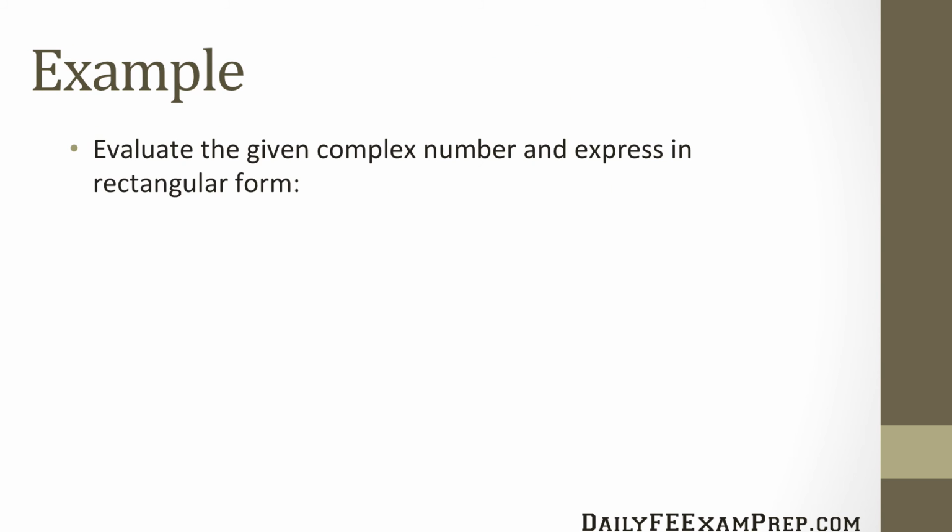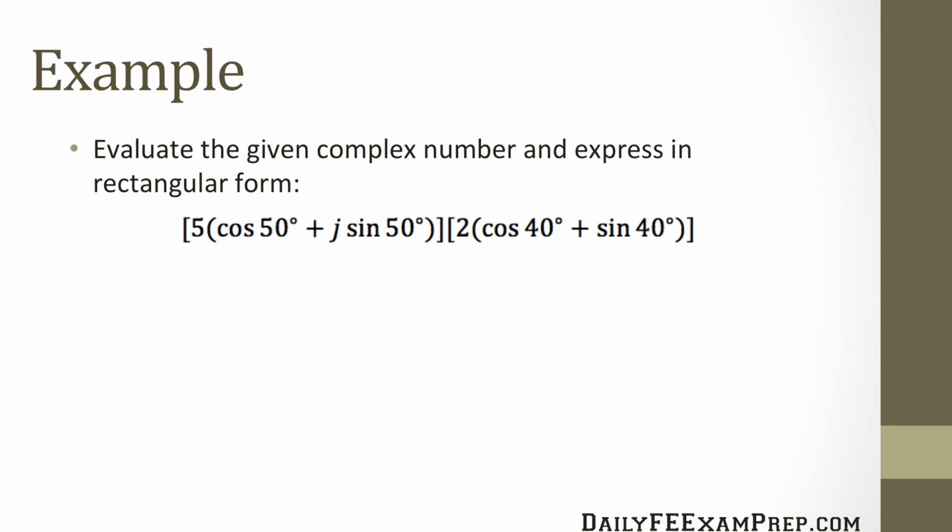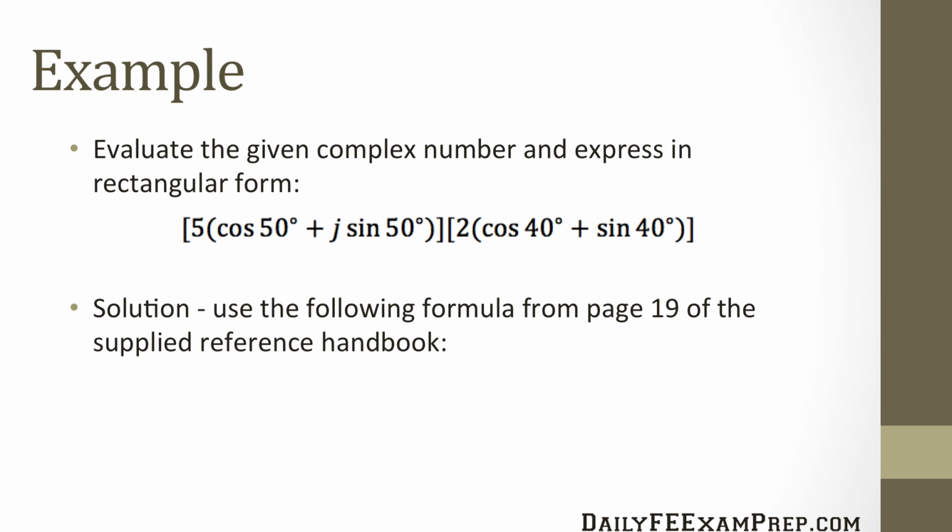So let's walk through an example. Let's evaluate the given complex number and express it in rectangular form. So the complex number that we've got is 5 times cosine 50 degrees plus j sine 50, times 2 times the cosine of 40 degrees plus j sine 40.